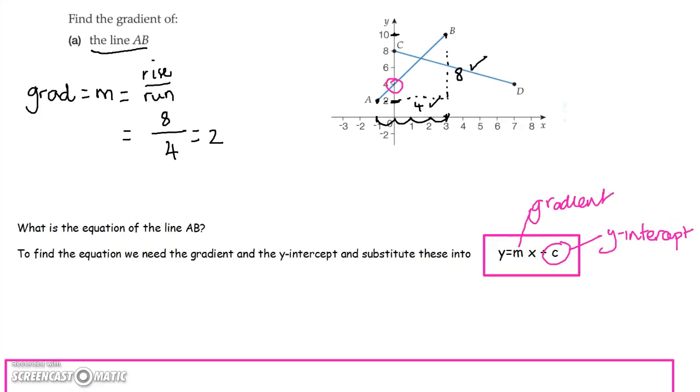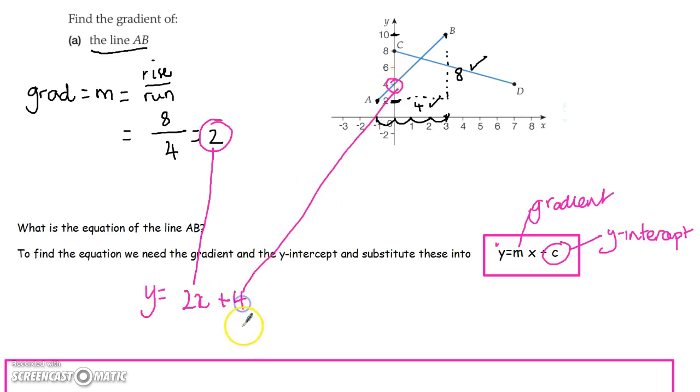Let me just get my pen back. The equation of the line is y equals, put your gradient in, which we've already found up there, 2x, put your y-intercept, which we've found here is 4. There, we're done. So the equation of this line is y equals 2x plus 4. Let's try another one.